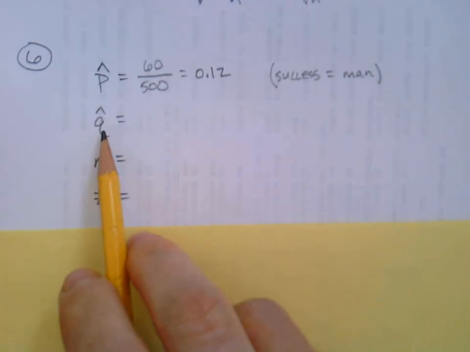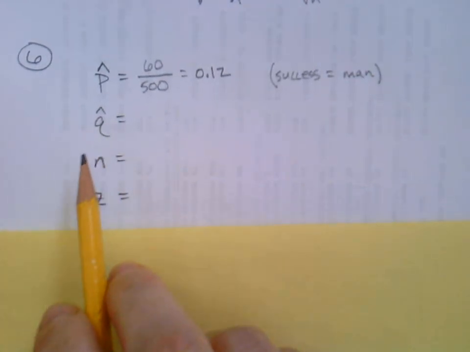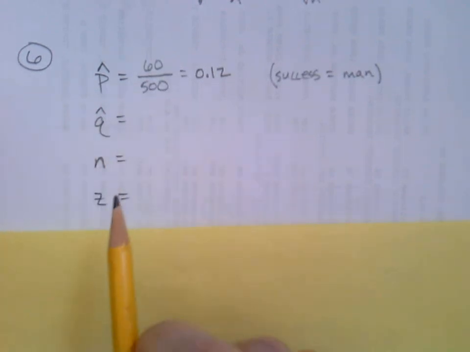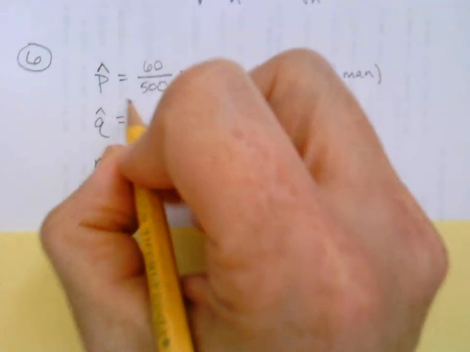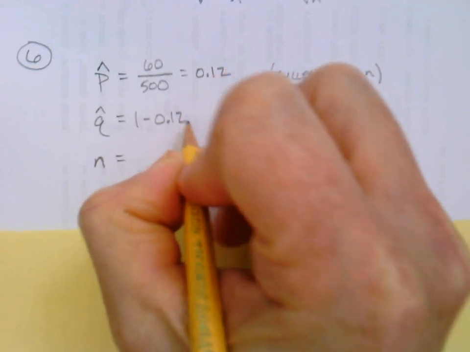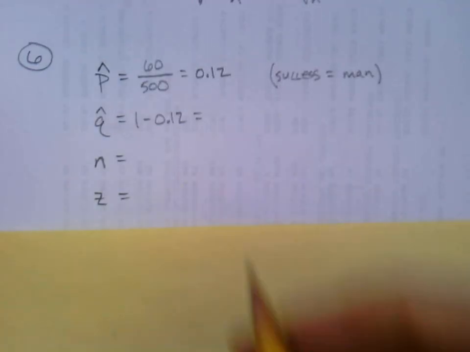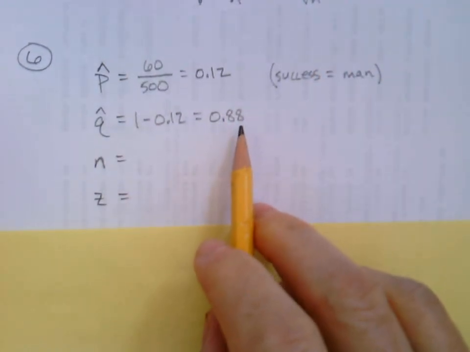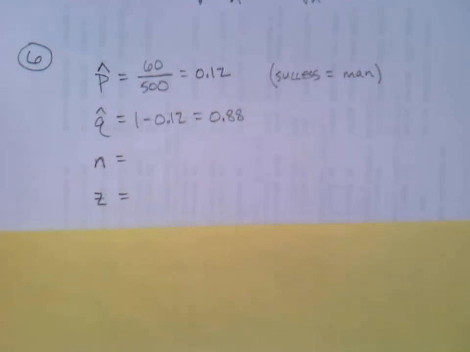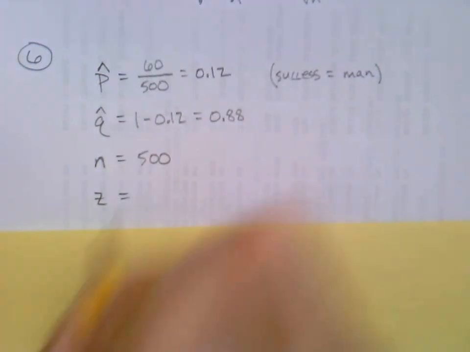Okay, q hat is the proportion of failure. Well, since there's only the two options, right? If 0.12 is success, how do we get q hat? There's kind of an idea of a complement here. We take 1 minus that, 0.88. 88%, 0.88 probability that an application came from a woman to get into this program. Okay. Moving along, n. What is n? n is just the sample size. How many total applicants are we looking at? 500.